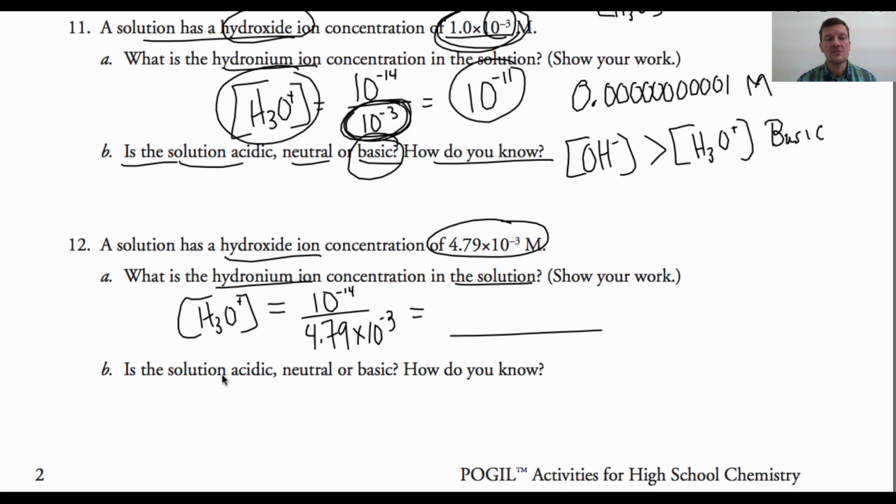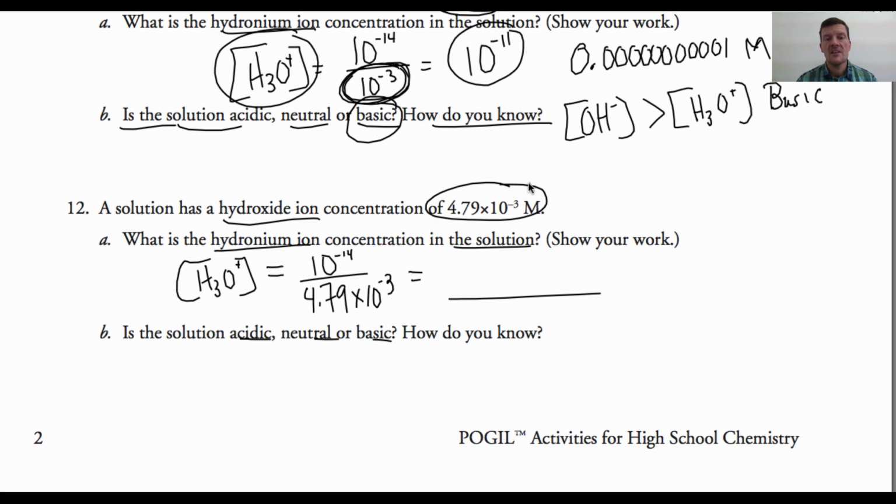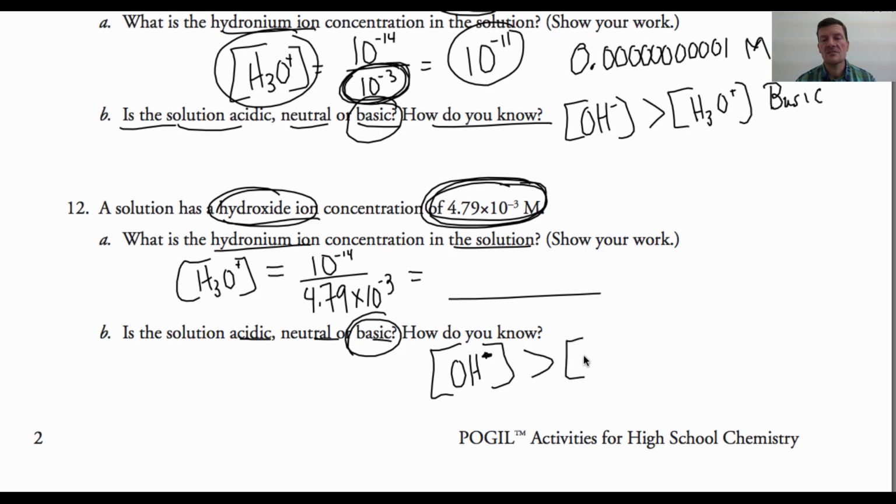Is the solution acidic, basic, or neutral? Well, I know that this number right here is greater than 10 to the negative 7. So I've got more hydroxide ions than I do hydronium ions in this aqueous solution. So I know that this is going to be basic. I know that the concentration of hydroxide is greater than the concentration of hydronium.